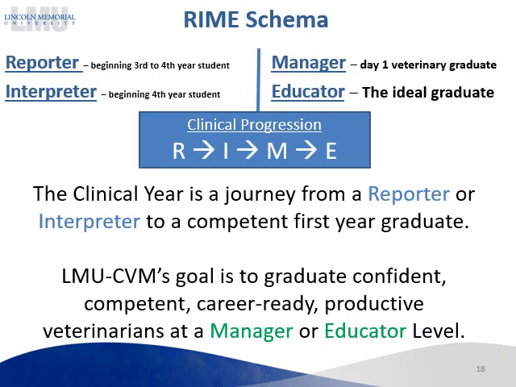So on this slide is the review of the RIME schema and how it aligns with the LMU College of Veterinary Medicine program goals. The clinical year is a journey from reporter, interpreter, manager, and hopefully educator. LMU CVM's goal is to graduate, again, confident, competent, career-ready, productive veterinarians at a manager or educator level.